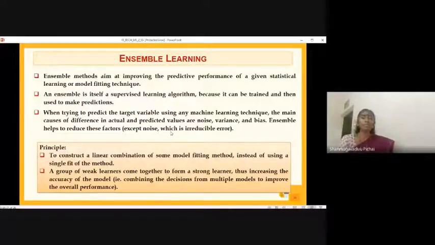This is another strategy or approach with the support of which we will be able to come up with a new model. Right? So what is the principle of this? To construct a linear combination of some model fitting method instead of using a single fit.